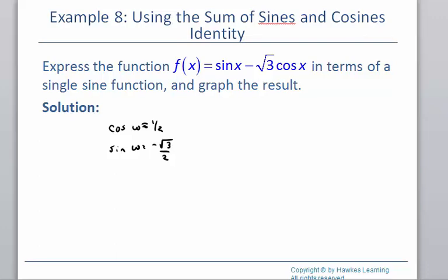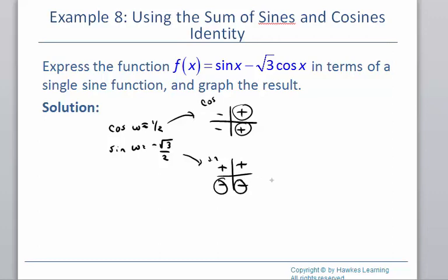Okay, so think about your signs in the quadrants. All right, so we know that cosine is positive. It's positive 1/2. So that tells me that my angle is either in the first quadrant or the fourth quadrant. Okay, for the sine, we know that it's positive in the first and second, negative in the third and fourth, and our sine value is negative. So we're either in the third or the fourth. So we know that our angle lies in quadrant 4.